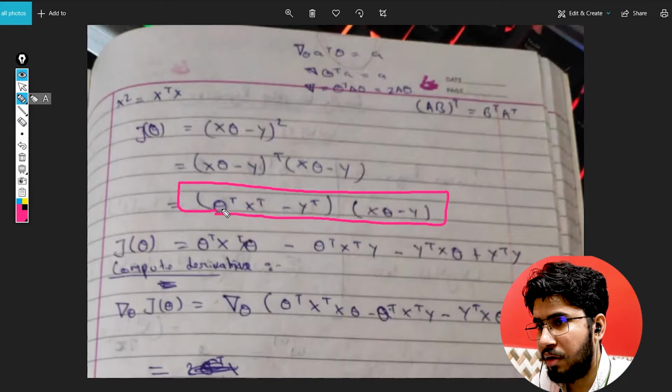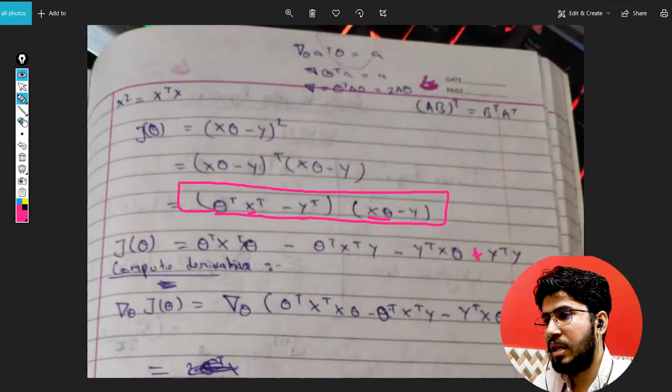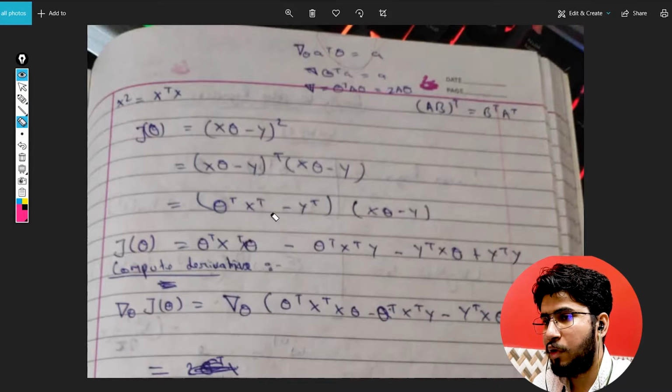So we have done theta transpose x transpose x theta, minus theta transpose x transpose y, then minus y transpose x theta, and y transpose y. So you can just multiply it together and you will see that you will get the same output.